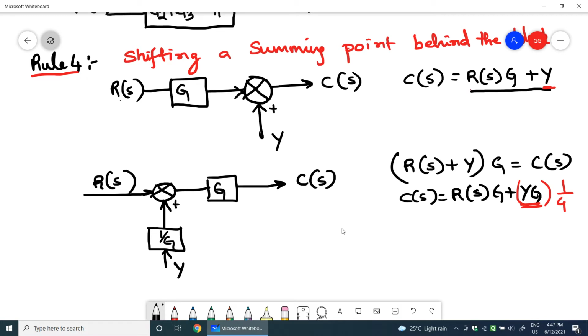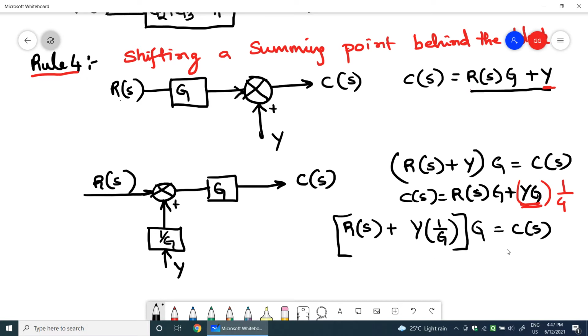So now if we write the expression, what happens? R of S is added with Y into 1 over G. Y goes through 1 over G and gets multiplied, and that is added with R of S, and this gets multiplied with G, equal to C of S. Therefore C of S would be equal to R of S into G plus Y into 1 over G into G. So I get only Y. Now the concept is clear.